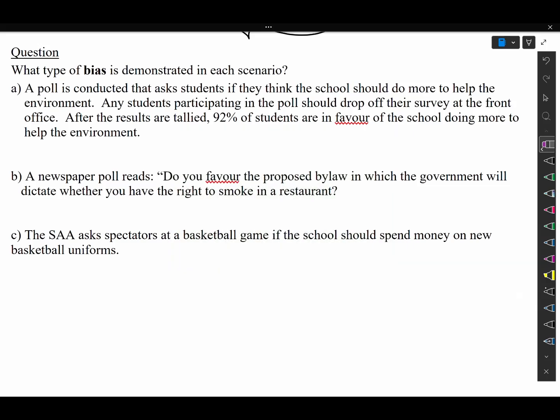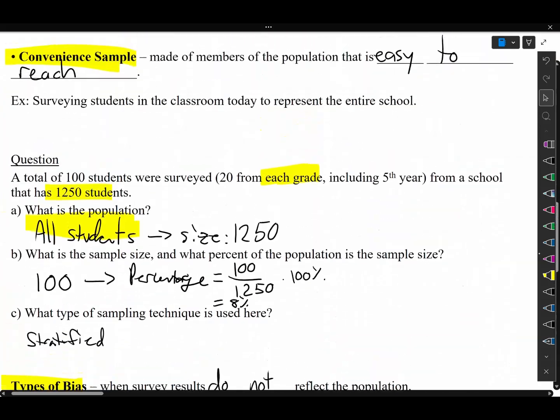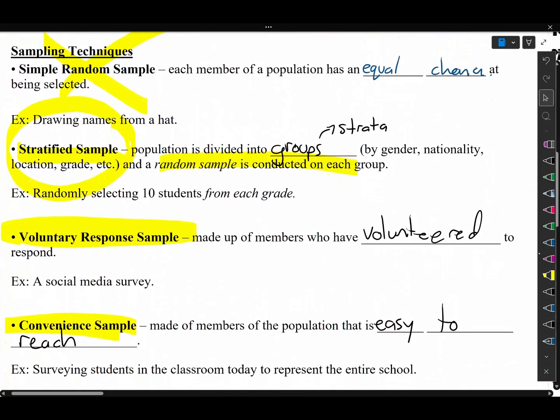A poll is conducted that asks students if they think the school should do more to help the environment. Any students participating in the poll should drop off their survey at the front office. After the results are tallied, 92% of students are in favor of the school doing more to help the environment. Well, let's look at our survey strategies. That is, this is either a simple random sample, a stratified sample, a voluntary response sample, or a convenience sample.